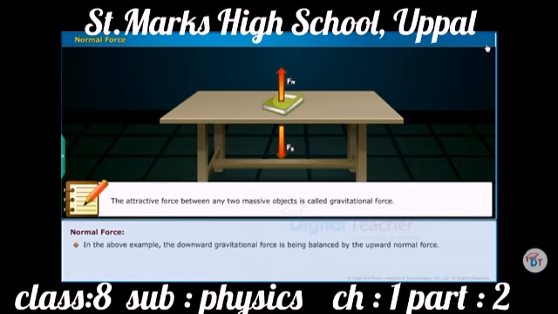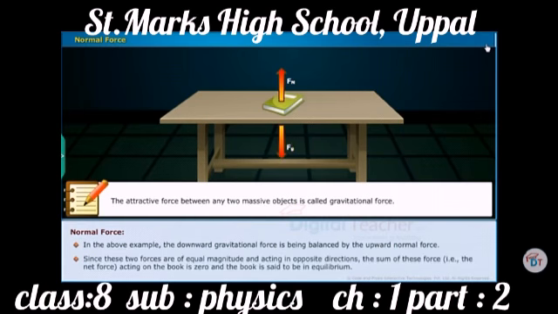In the above example, the downward gravitational force is being balanced by the upward normal force. Since these two forces are of equal magnitude and acting in opposite directions, the sum of these forces, that is the net force acting on the book, is zero, and the book is said to be in equilibrium.